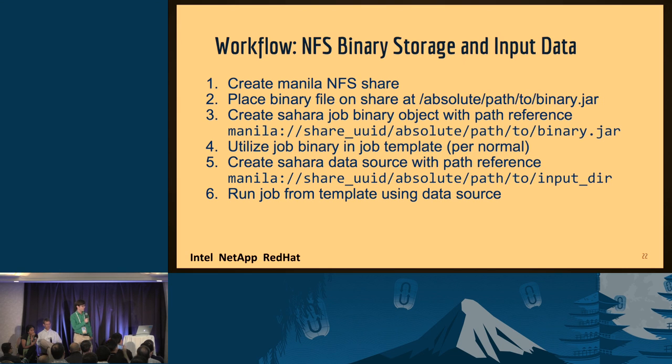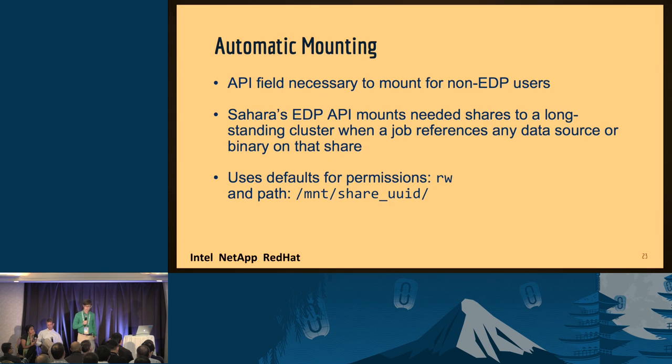You utilize that job binary in your job template, just as you have in the past. You can then create a Sahara data source using the precise same URL structure, pull it in, and run a job from the template using that data source and that binary. As I've noted, if you are using Sahara's EDP, you don't actually have to do anything new with the API at all to mount these shares, except for using that new URL form. Sahara will automatically check to make sure that that share is mounted to your cluster. If it's not, it'll mount it for you, and you're good to go.